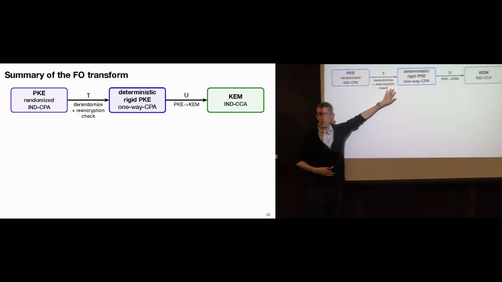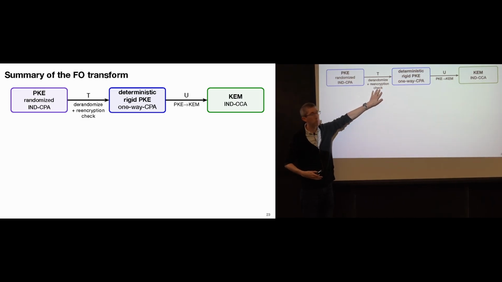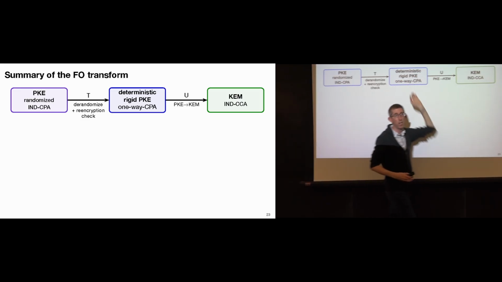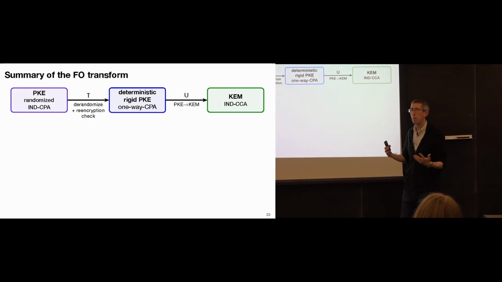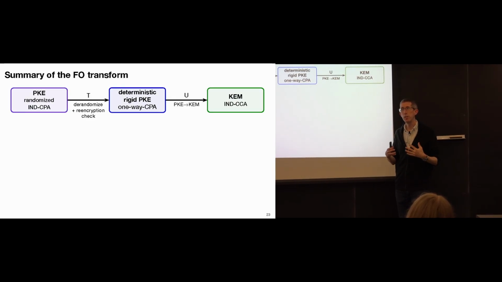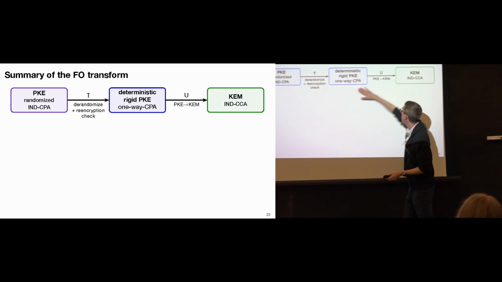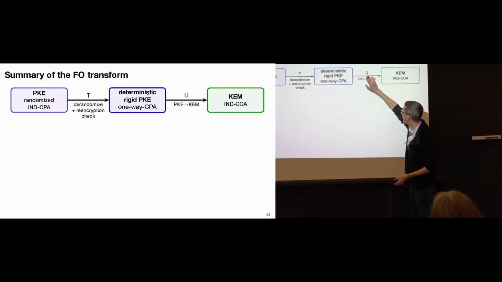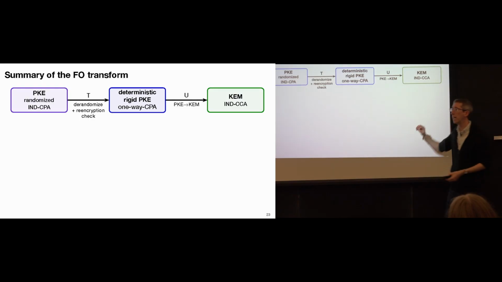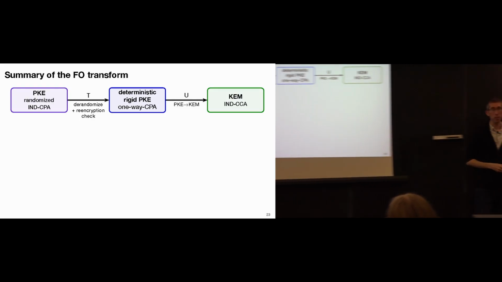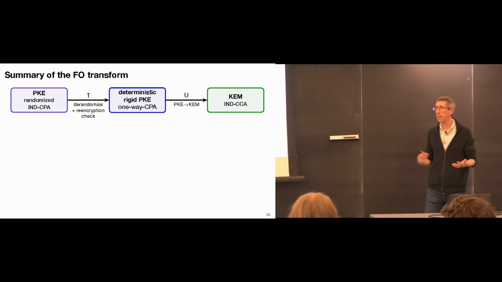We de-randomize it, and we add this re-encryption check. That gives us something that's deterministic and also has this rigidity property, but at the cost of losing indistinguishability. We only have security against one-way message recovery. So we upgrade it again using the U transform, which turns it from a public key encryption scheme into a KEM and restores our indistinguishable security, now against chosen ciphertext attacks.